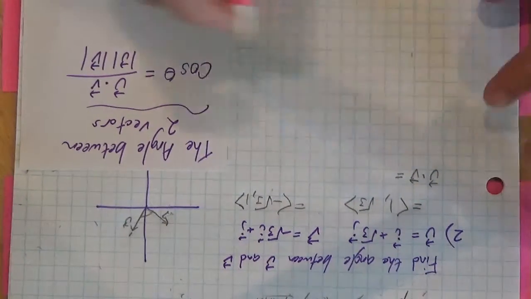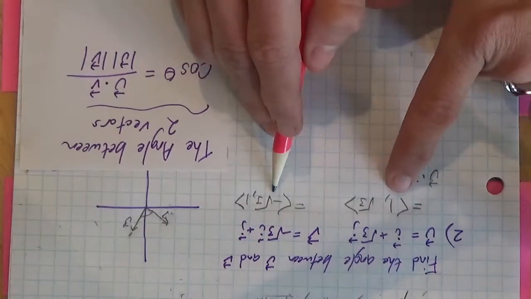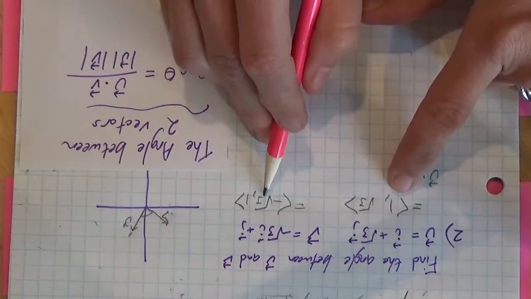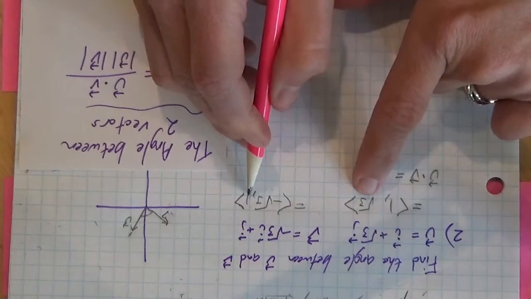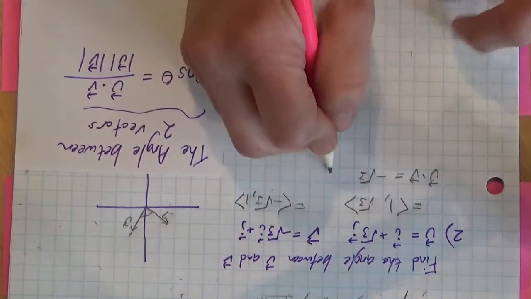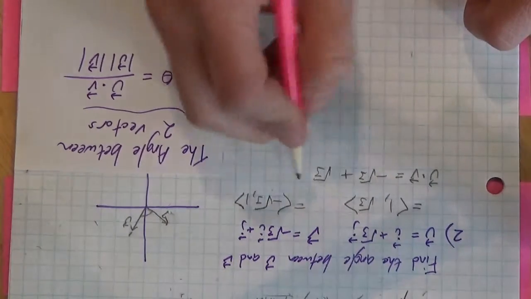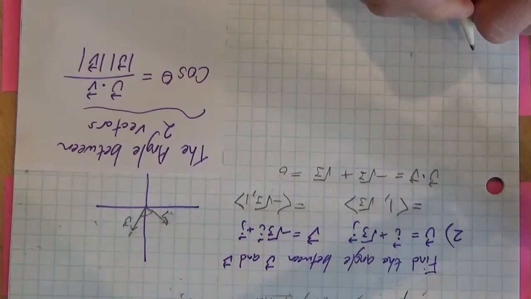And the dot product, you just multiply the x's together. So 1 times negative root 3 is negative root 3. And then you multiply the y's together. Root 3 times 1 is root 3. And you add them up. So you get a lovely 0.